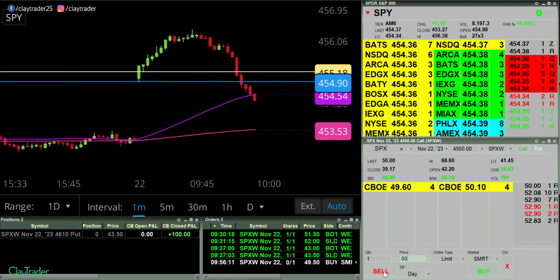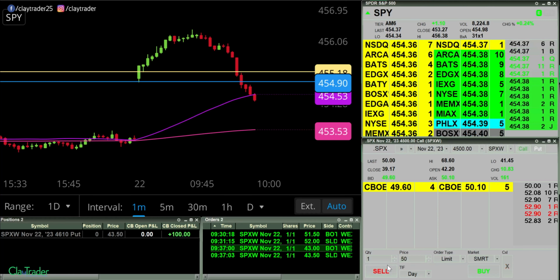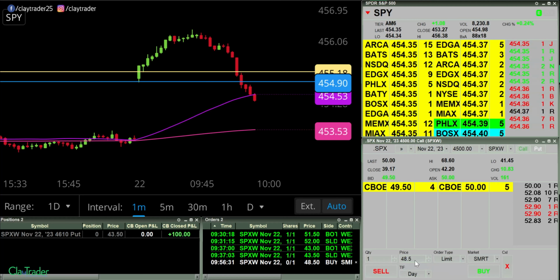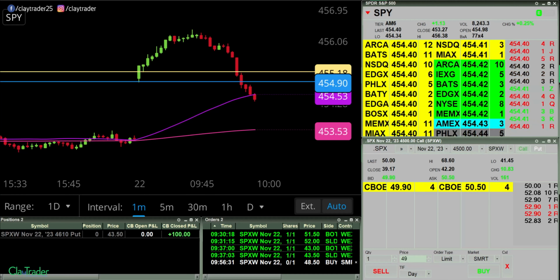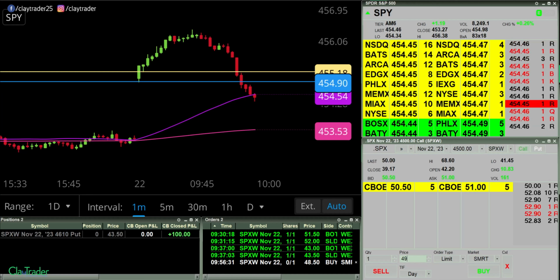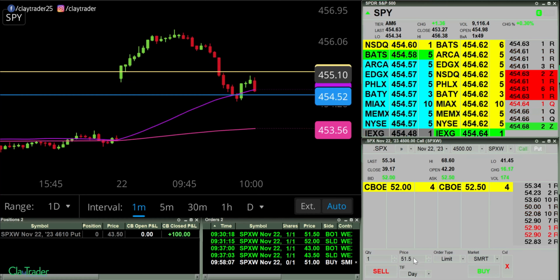Have an order at 49.50 here. All right, try to get in. It did not want to fill me, so we're going to go to 48.50 now instead. Big pullback here. I'll go ahead and pause.